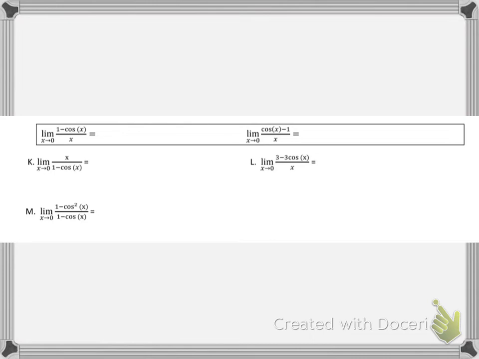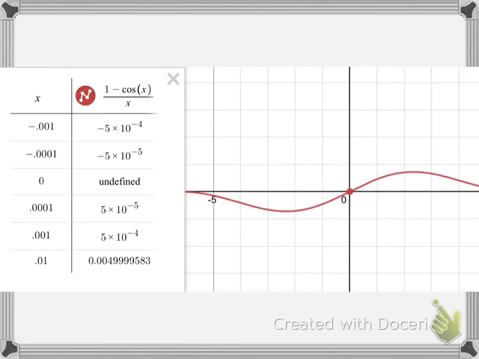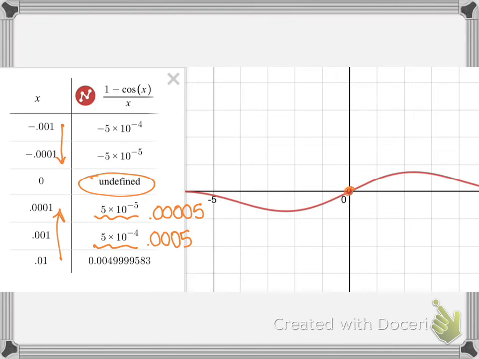So I'm going to look at the calculator with you. On the calculator, you can see that it is undefined at the origin, but as x is getting close to 0 from the left and the right, the output is getting smaller. This would be 0.0005. This would be 0.00005. The closer we get to x equals 0, the closer our output also gets to 0. And you can tell that from the graph. Even though it's undefined at the origin, our limit is still going to be 0.